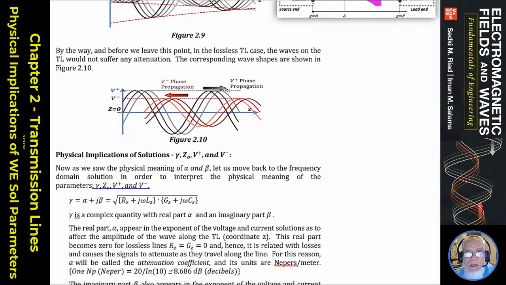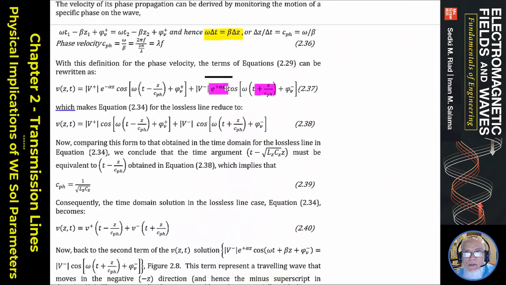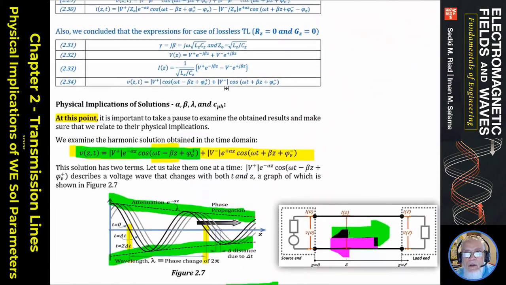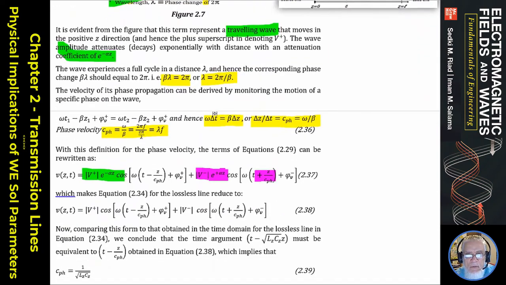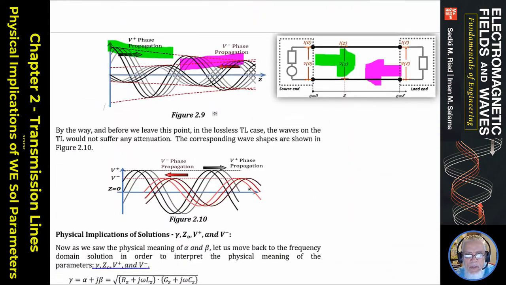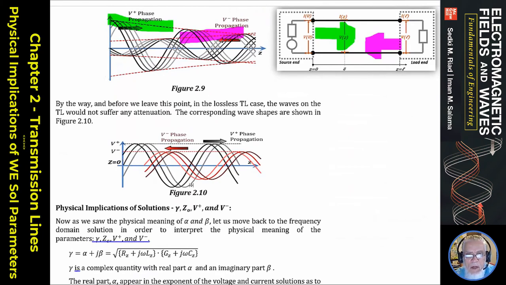on the transmission line. Now, if we go back to the lossless case, remember the lossless case? Here it is. R is equal to 0 and G is equal to 0. The expression here, alpha was 0, beta was related to L and C, Z naught was real. The expressions were here, the time domain here, no attenuation. There's no e to the minus alpha z, there's no e to the plus alpha z. We still have the cosine functions, but no attenuation. So all these shapes here will have no attenuation in this case. You have an unattenuated wave that travels from left to right. That would be the green one right there.